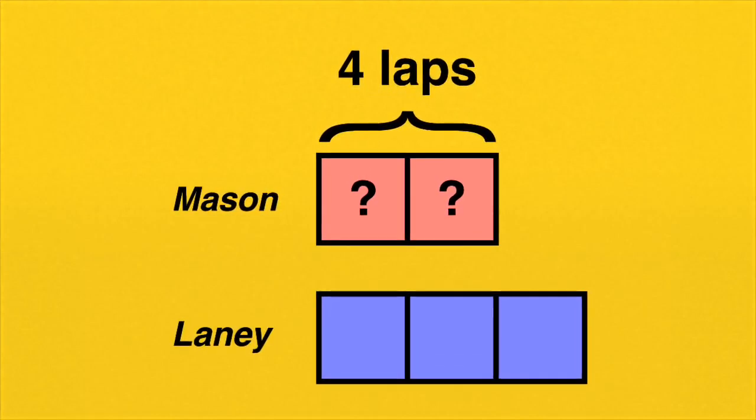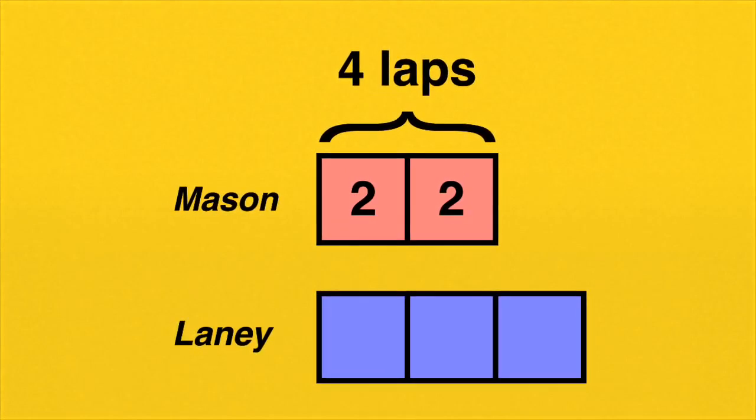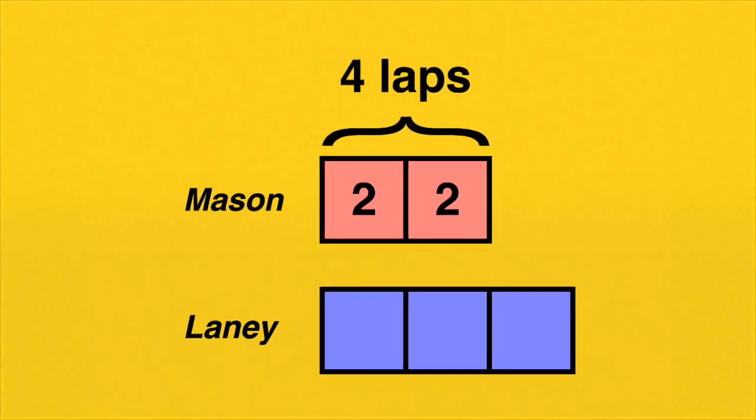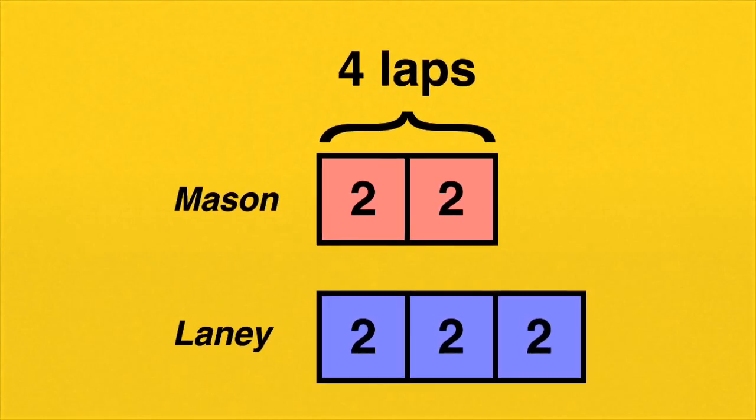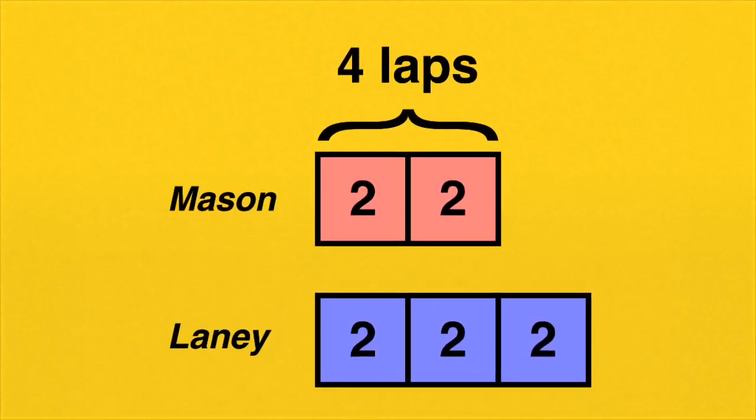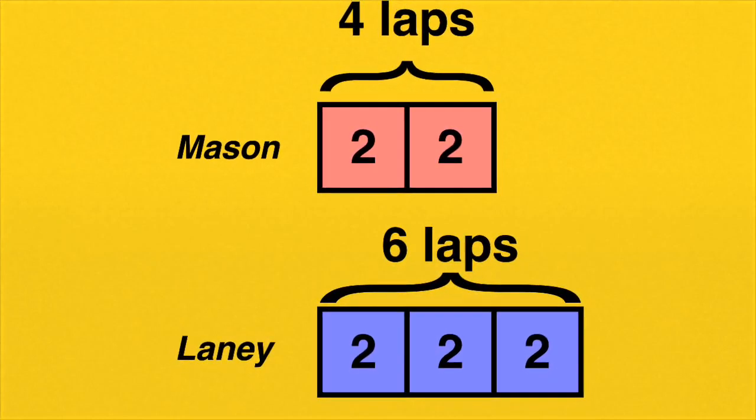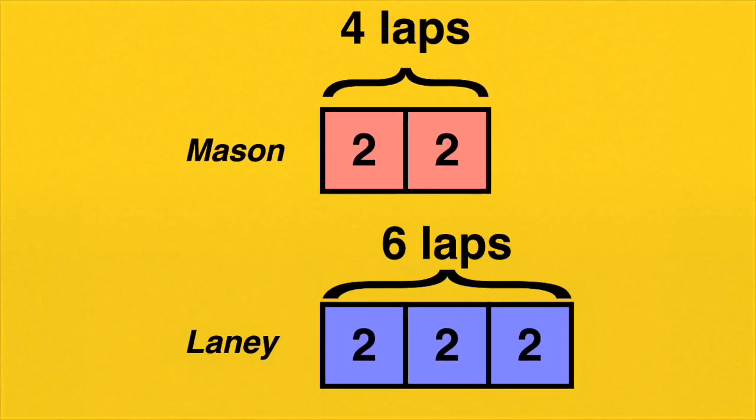Well, I can take 4 and split it into 2, can you? Of course, Mason's units are going to be worth 2 laps each, because that will give us a total of 4 laps, which we are told that he ran. Now this is going to make the problem nice and easy for us, because now that we know that each unit is worth 2, we simply plug in 2 to every other unit. And we can add up 2 plus 2 plus 2 for Laney, or just multiply 3 groups of 2 and find that she ran 6 laps.